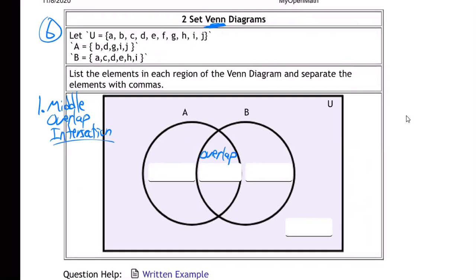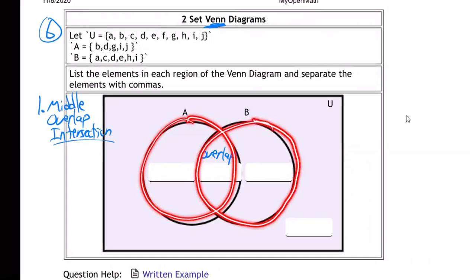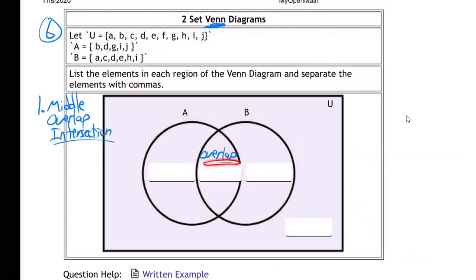Here's the universal set. It's the alphabet up to J, A, B, C, D, E, F, G, H, I, J, right? And then we got capital A and capital B. Are those sets? We're using letters now instead of numbers. And we want the overlap. So see how that's circle A overlapping with circle B? So what's in the overlap? What's in common to A and B?